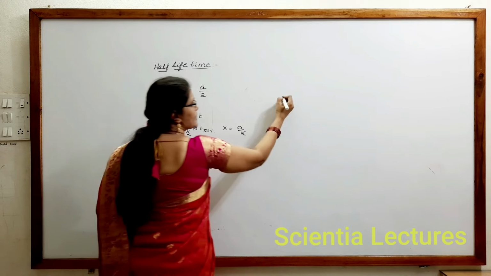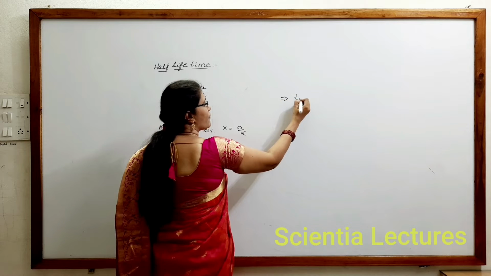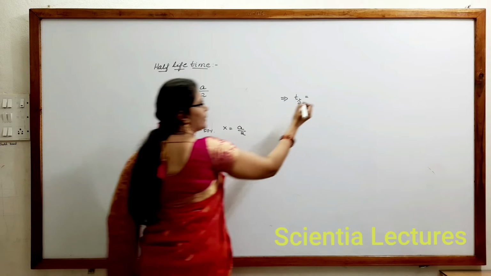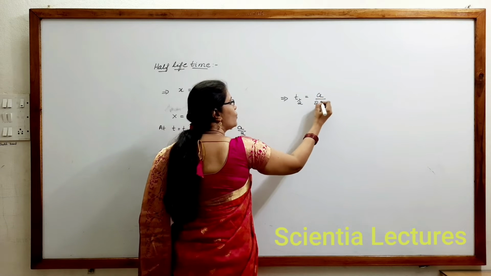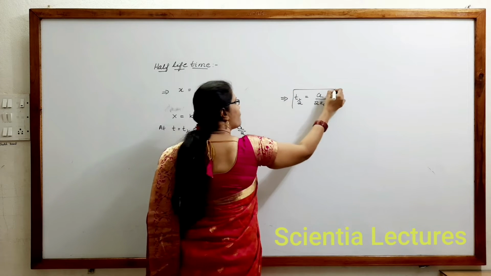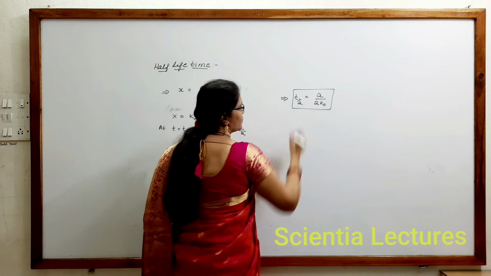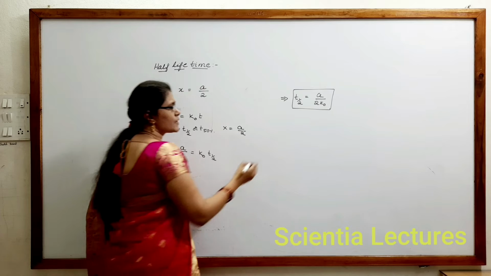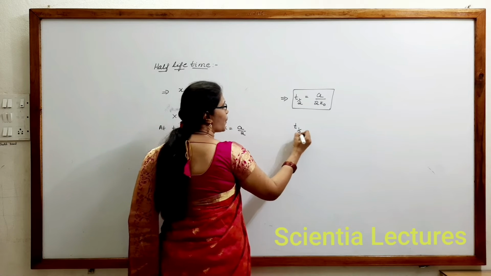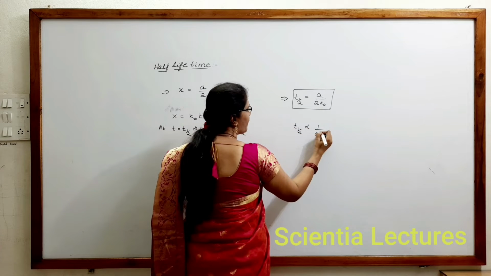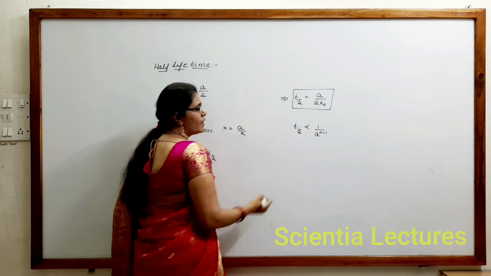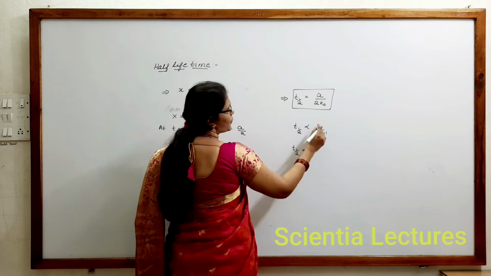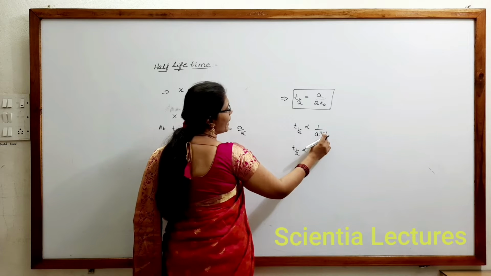So which implies t half must be equal to, if you take this K naught to this side, what you will get? A by 2 K naught. So t half of a zero order reaction must be equal to A by 2 K naught. Already we have seen that t half is proportional to 1 by A power n minus 1. For a zero order reaction, the half-life is directly proportional to A, because 0 minus 1.